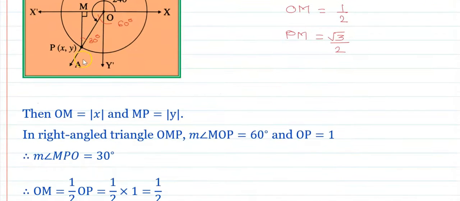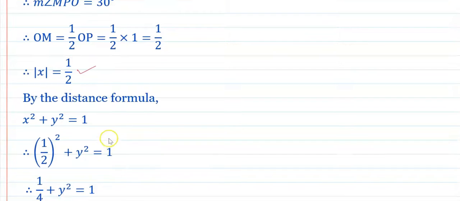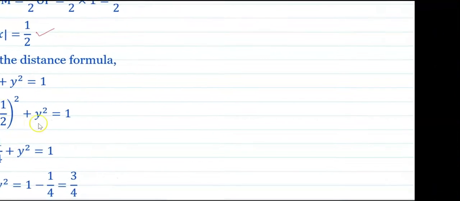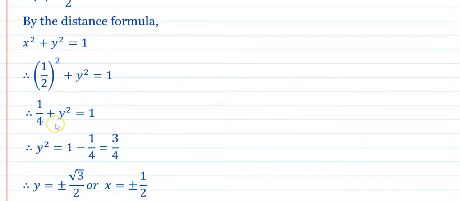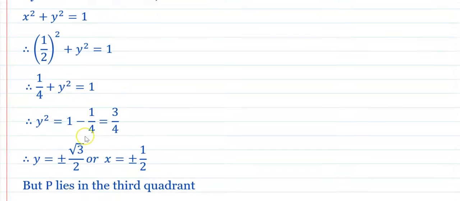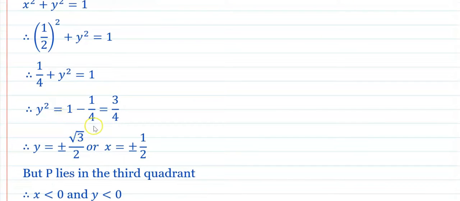Now the PM here is the y distance. Or you can find it with the help of Pythagoras. The value of x is 1 by 2, so (1 by 2) square plus y square is equal to 1. 1 by 4 plus y square is equal to 1. y square is 1 minus 1 by 4, equal to 3 by 4. And therefore y is equal to, taking the square root, plus or minus root 3 upon 2. Or x is equal to plus or minus 1 upon 2.